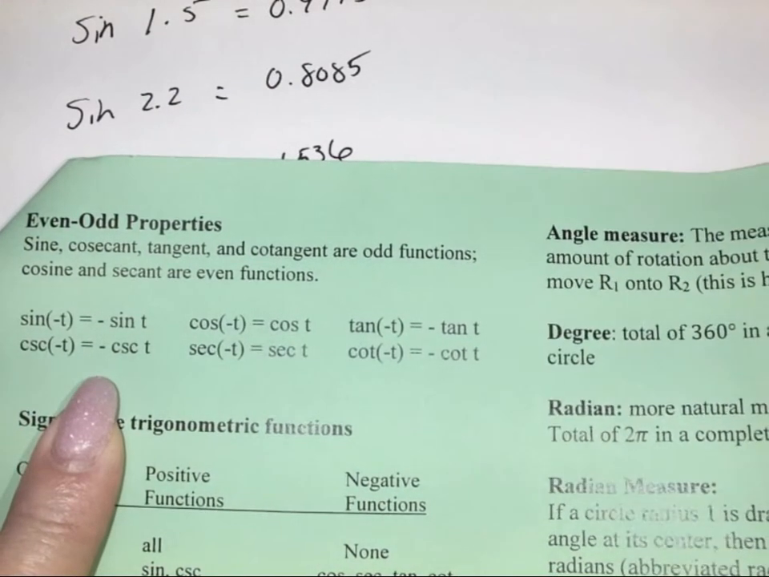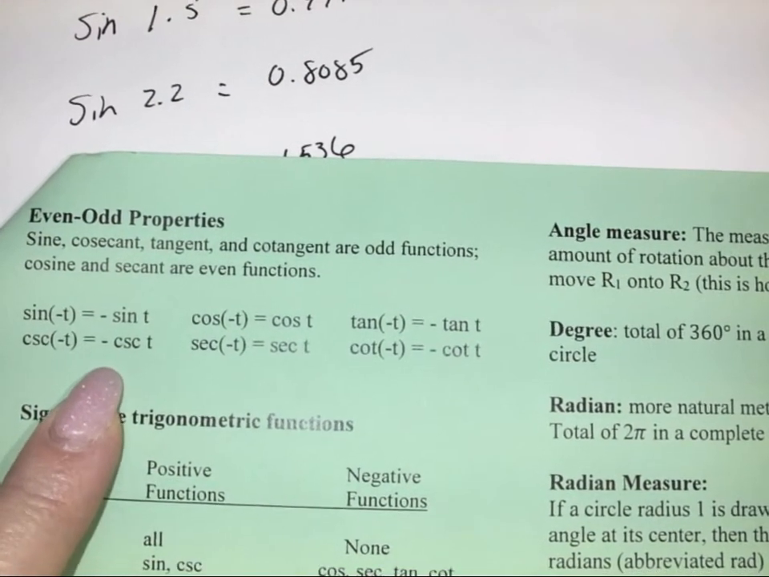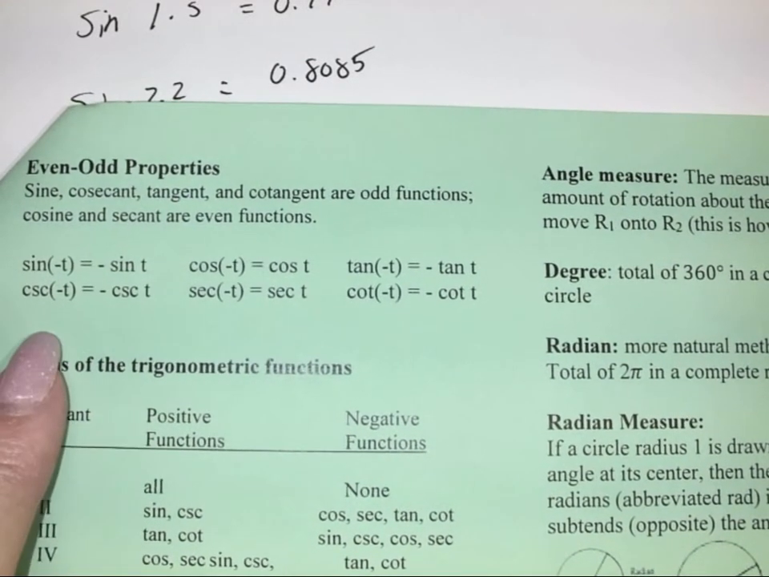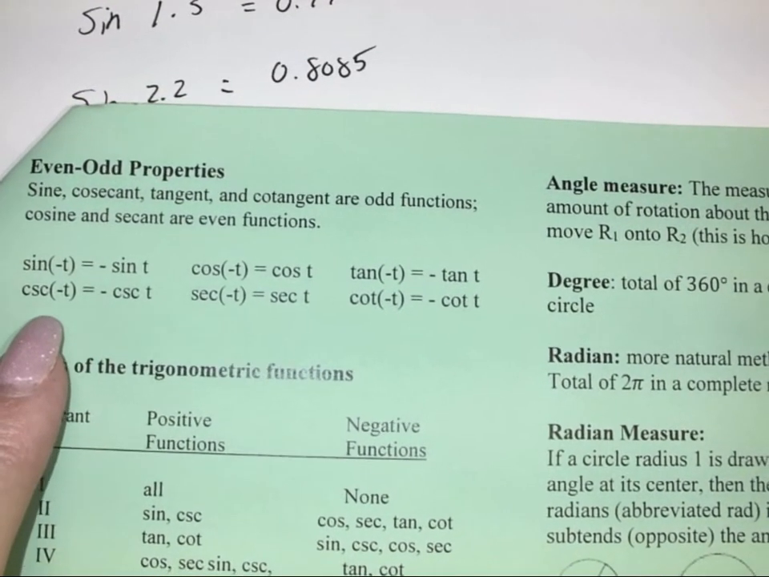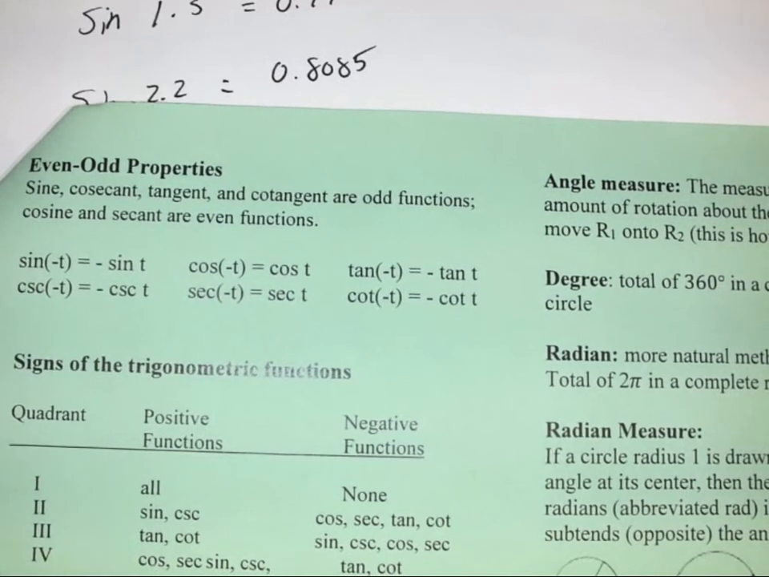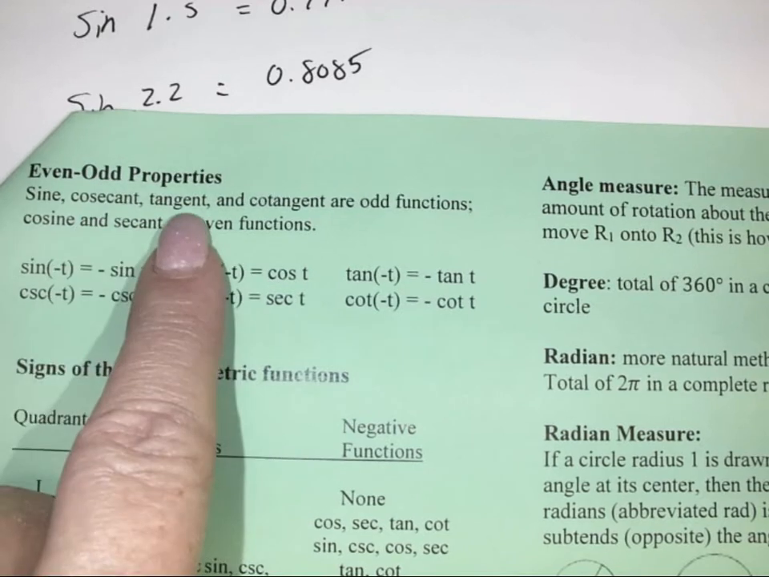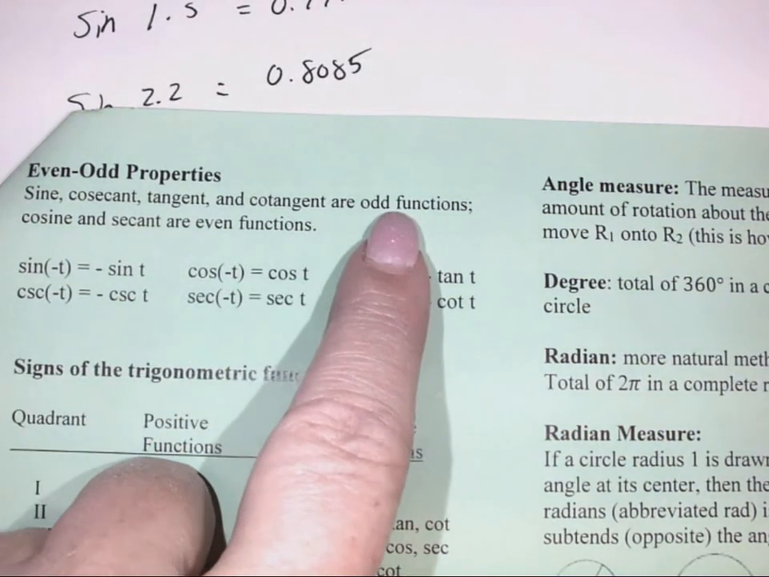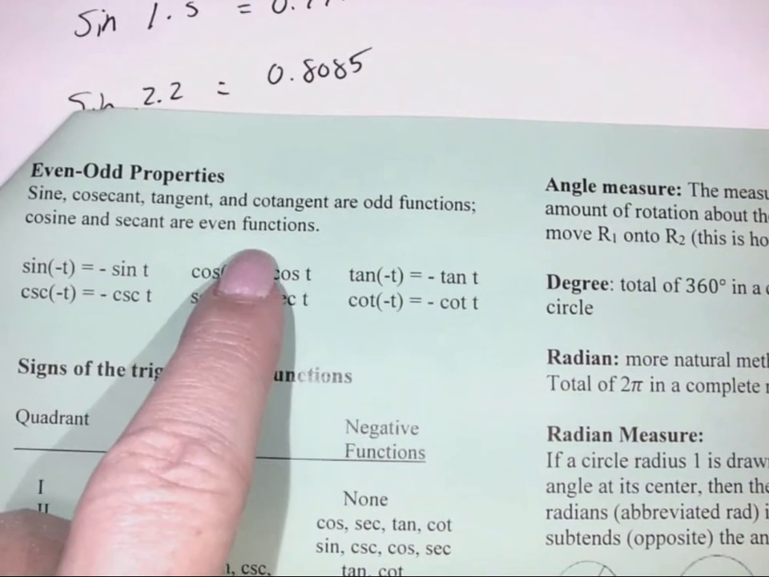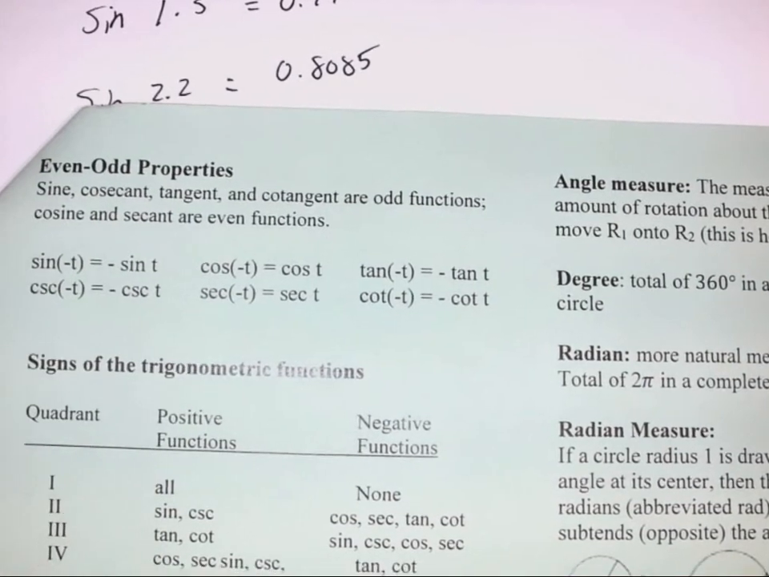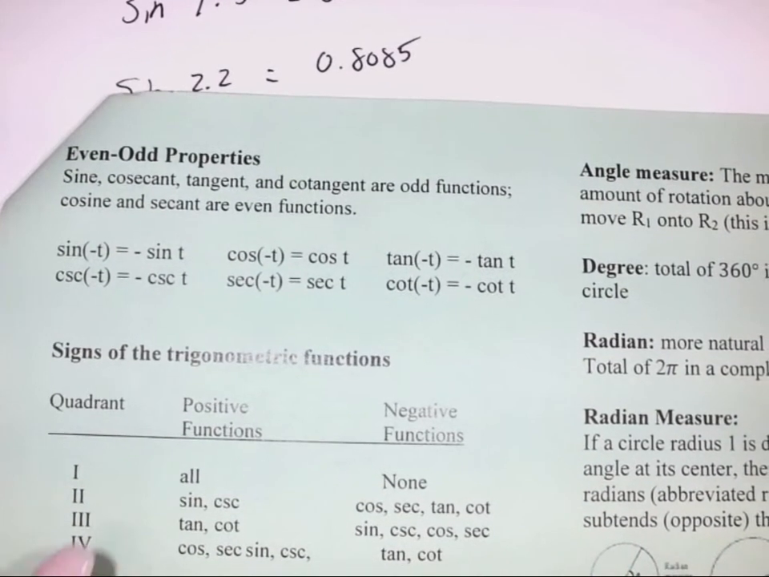Alrighty, so we have some even and odd functions. Let's understand about those. We've learned about them in college algebra, even and odd functions, and we're going to see some of these happening here. So sine, cosecant, tangent, and cotangent are odd. Cosine and secant are even. So the ones that just deal with x, they will be even. This is important to know because of what happens.